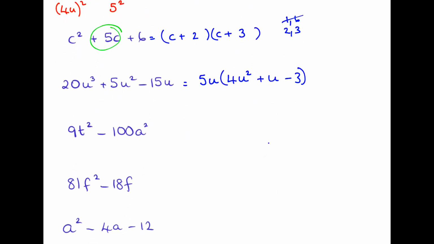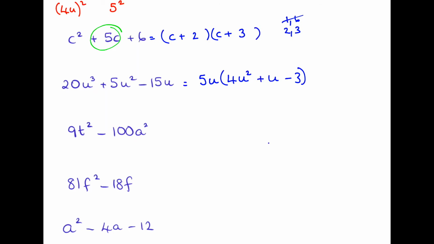Next one, again, follow the same process. Look to see if we've got any common factors. So in the numbers, 9 and 100, I can save you a job by telling you we don't have common factors there in the numbers. And then we've got t squared and a squared, so also no common factors. So we'll look to see, is this a difference of 2 squares? Well, first of all, it is a difference because we've got a minus. We've got 2 terms and they are both squared terms.